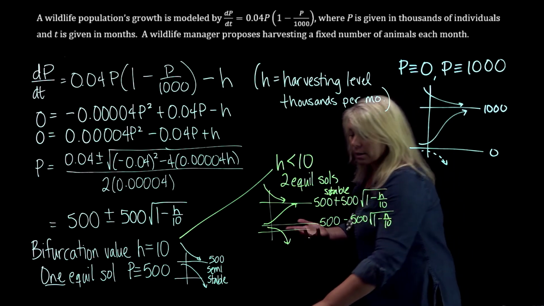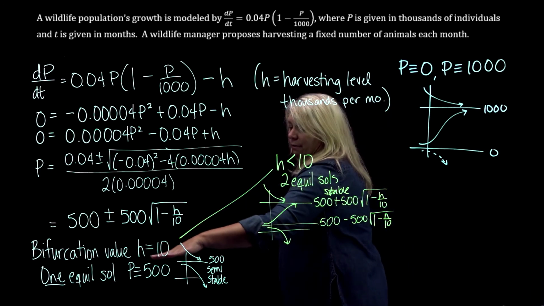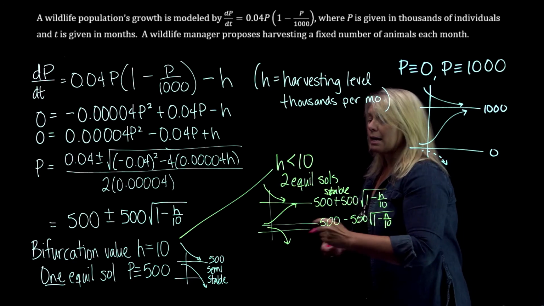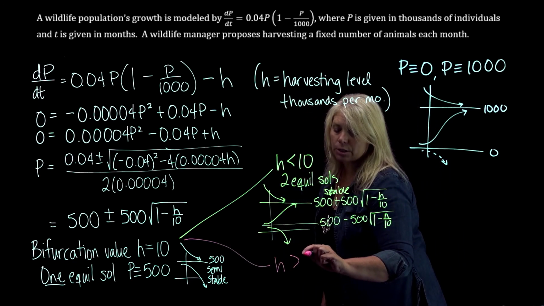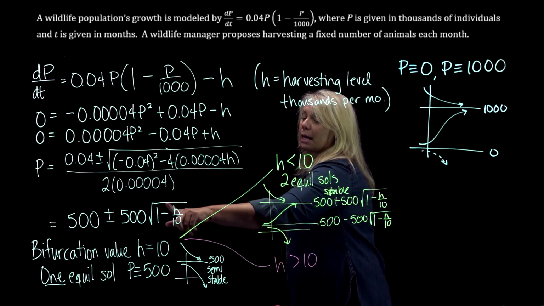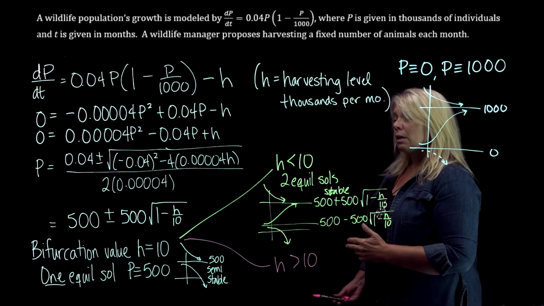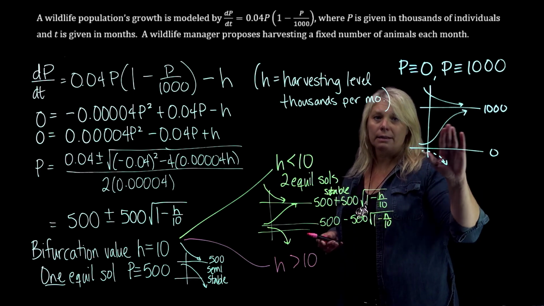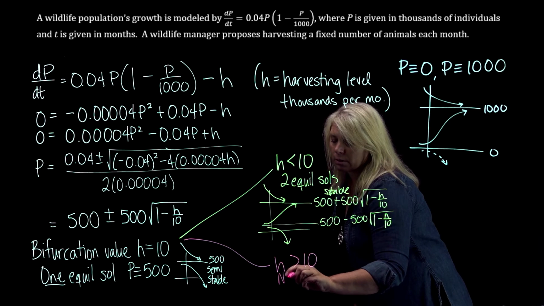All right, and then one more situation left to consider. So we've got our bifurcation value at h equals 10. We've considered h less than 10, and then the other situation to consider would be what happens when h is greater than 10. So when h is greater than 10, you end up with a negative inside this radical for your equilibrium solutions, which means you have non-real equilibrium solutions. So in the context of the problem, there are no real equilibrium solutions.